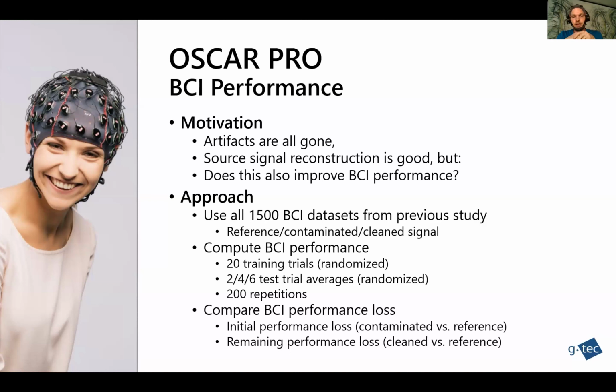And here we now compared the BCI performance loss in the first place. So the initial performance loss, which happened when we contaminated the signals. So it's basically contaminated minus reference. And then we had a look at the remaining performance loss. So the performance loss we still have when we apply OSCOR Pro. So that's basically the performance of cleaned minus reference.